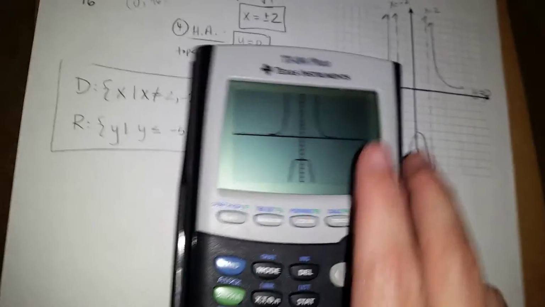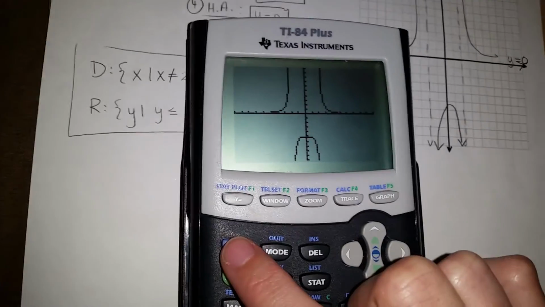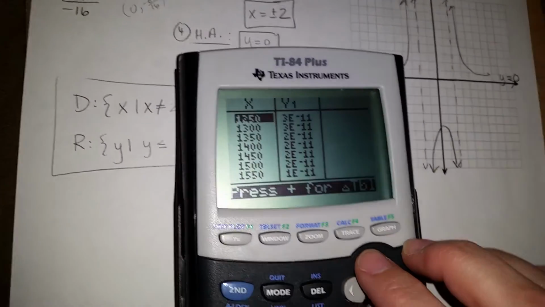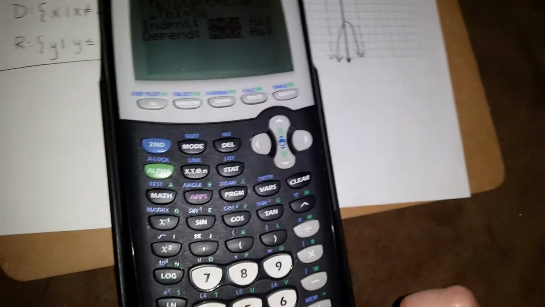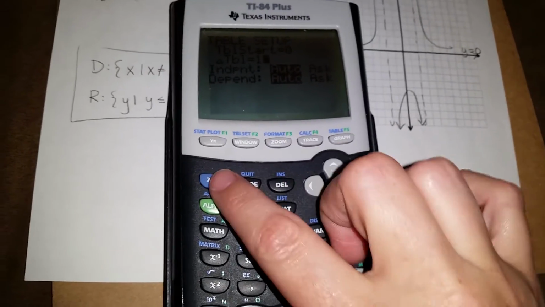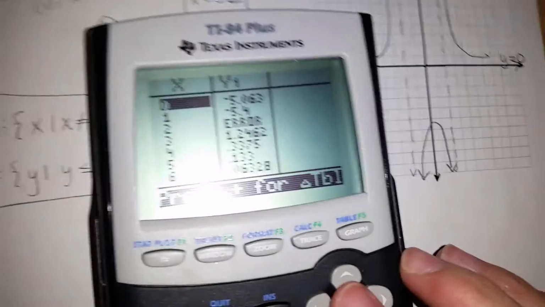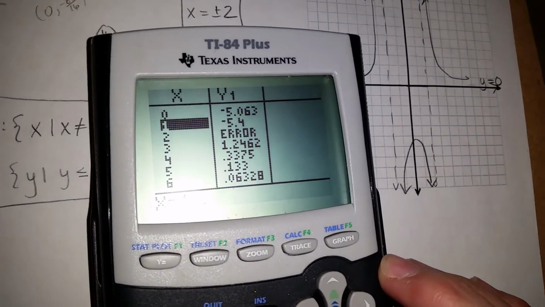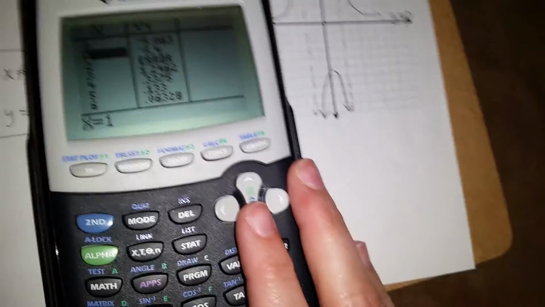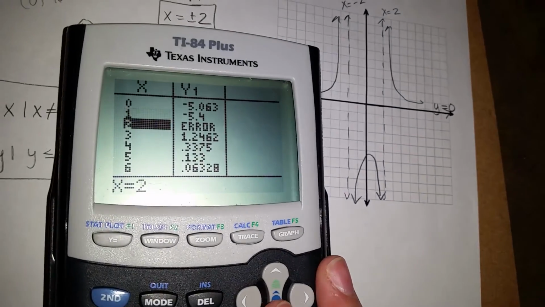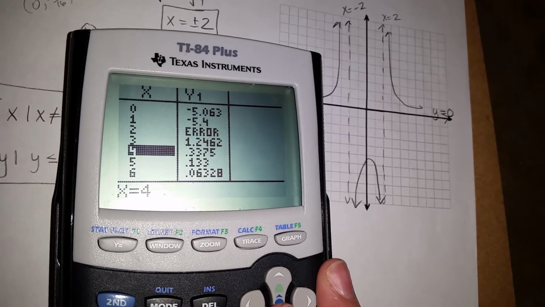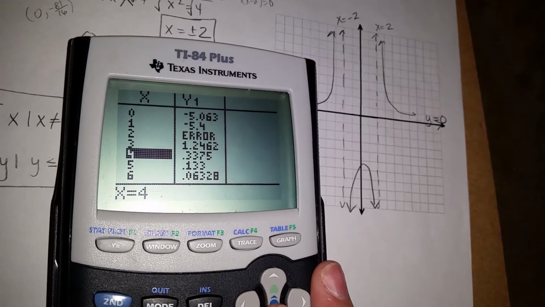So I graph this on my graphing calculator, and then if I want to go to my table, I can find some points here. Let's start at 0. Let's go by ones. Okay, so here's going to give me some good values. Like at 1, I'm at negative 5.4. So that would be a good point to plot. At 2, there's going to be an error. At 3, I'm at 1.2. At 4, I'm at 0.33375.